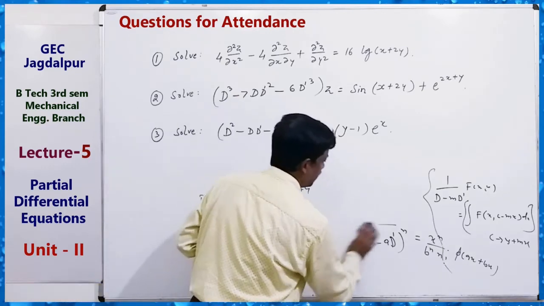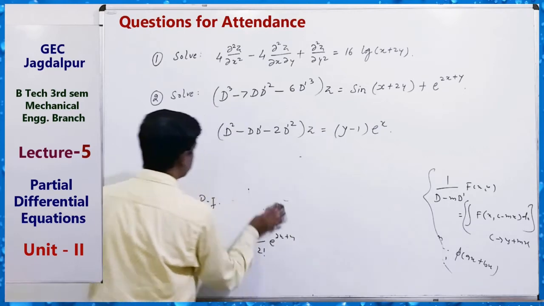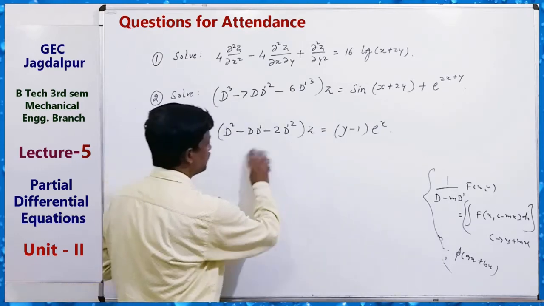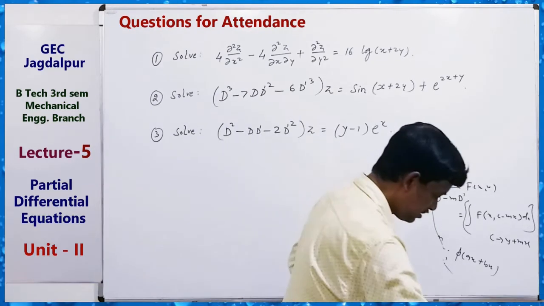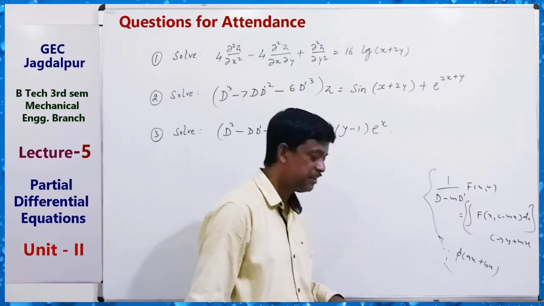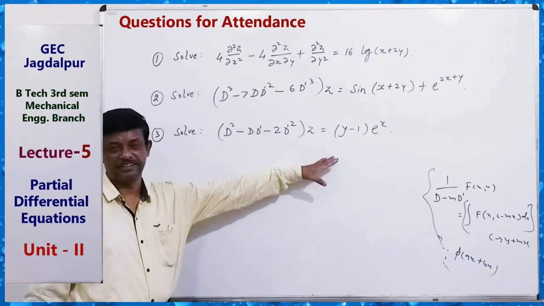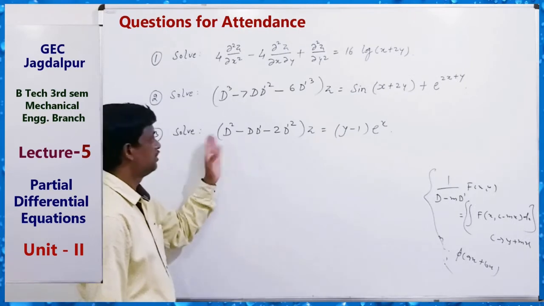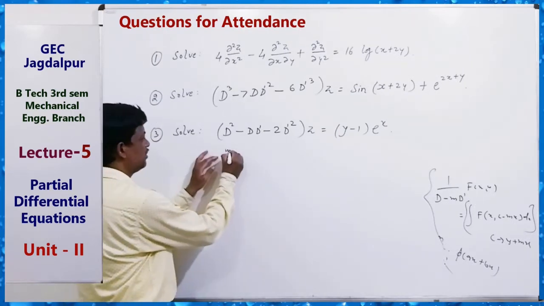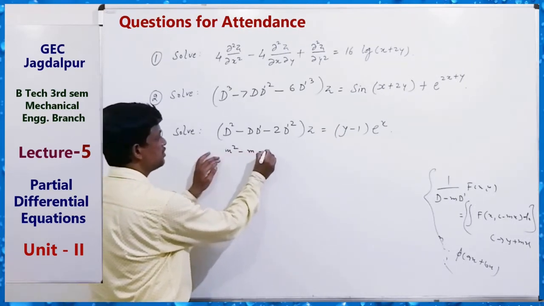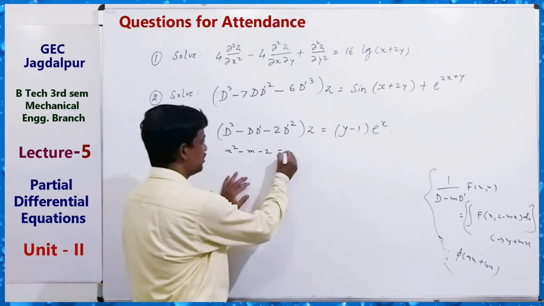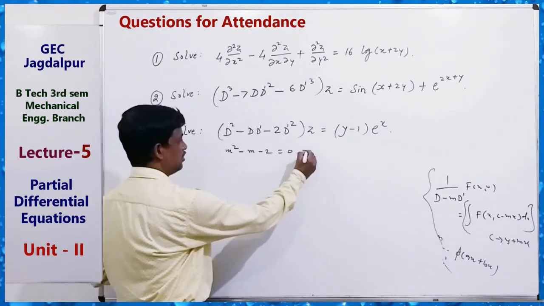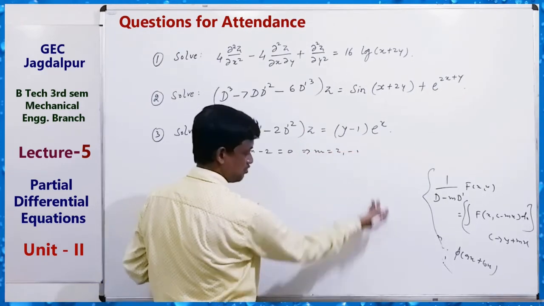Clear? Now for solving this third question, what will be the method? The general method. This formula you have to apply. CF is very simple: m square minus m minus 2. You can solve it. What will be the value? m equals 2 and minus 1. Clear?